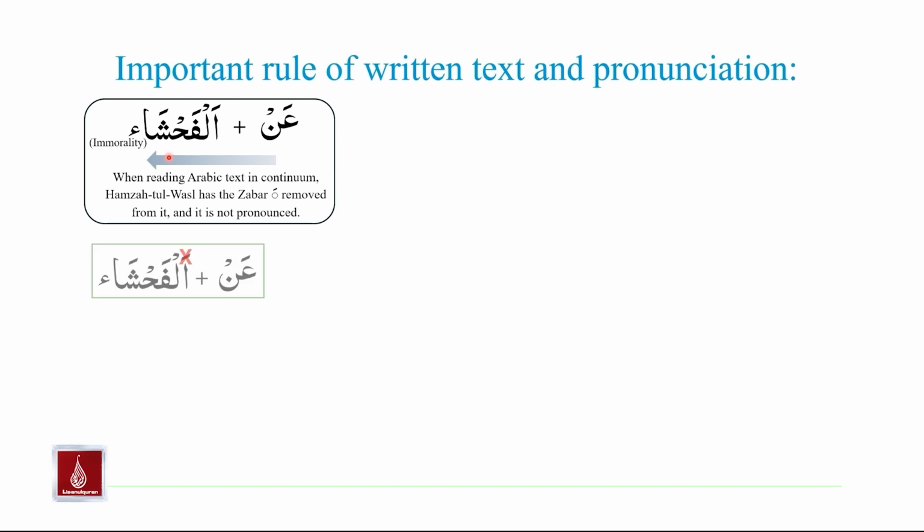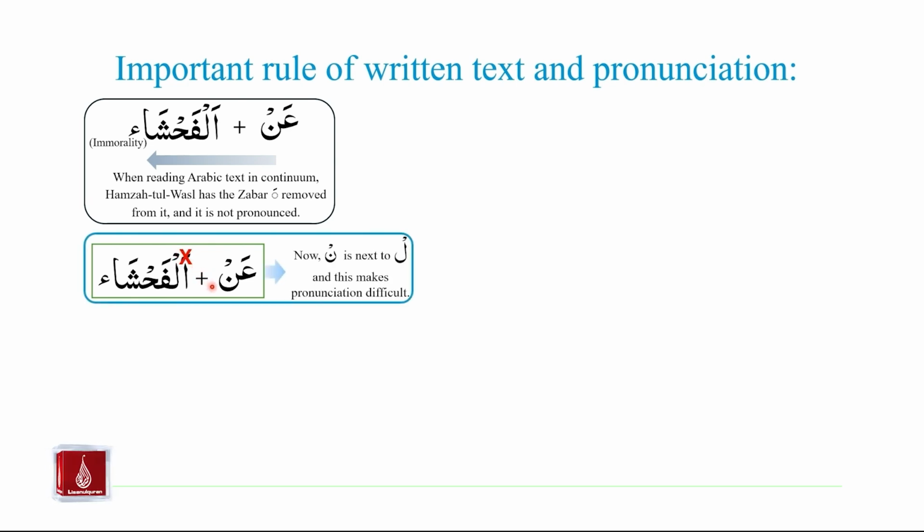So this creates the following situation. Now we have an and it is followed by al-fahsha, but in order to read it fluently, we will need to remove the zabar from Hamzatul Wasl. In this situation, we have the noon on an, which has sukoon on it, which is coming next to the Laam al-Tarif of al-fahsha, which also has sukoon on it, and this makes the pronunciation difficult. To overcome this, we have the following rule.